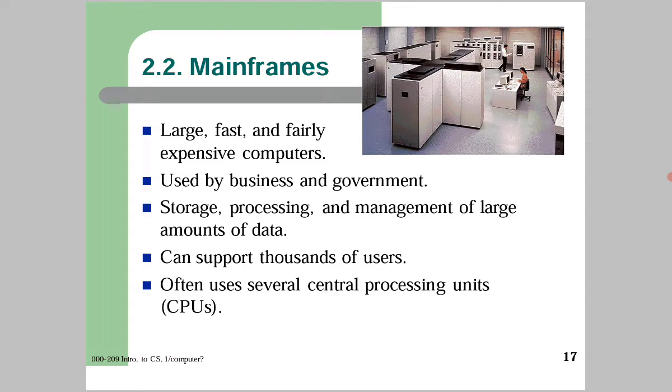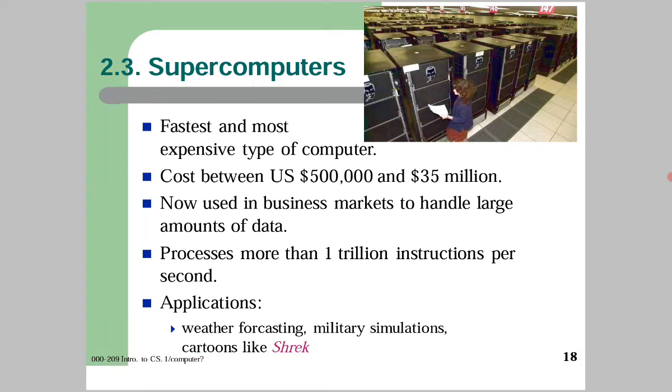High speed computers. Another type of computer is the supercomputer. These are also the fastest and most expensive type of computers, and are now used in business markets to handle large amounts of data, for example at e-commerce portals like Amazon. They process more than 1 trillion instructions per second, meaning they can handle 1 trillion instructions, where an instruction is nothing but an operation or command, per second.